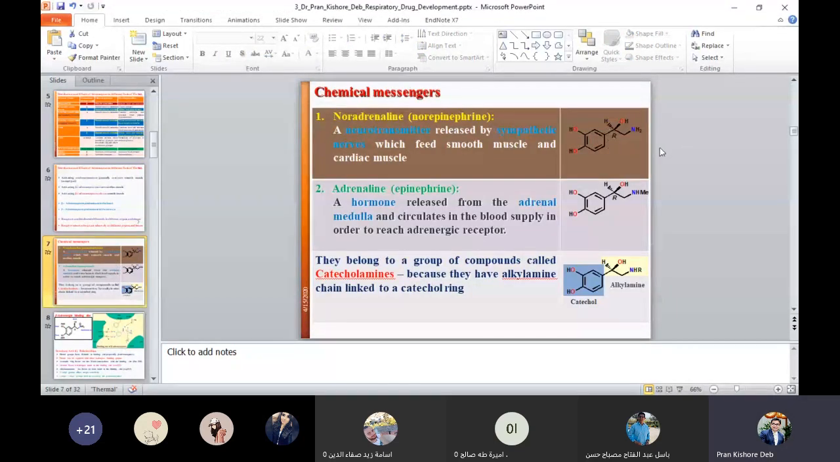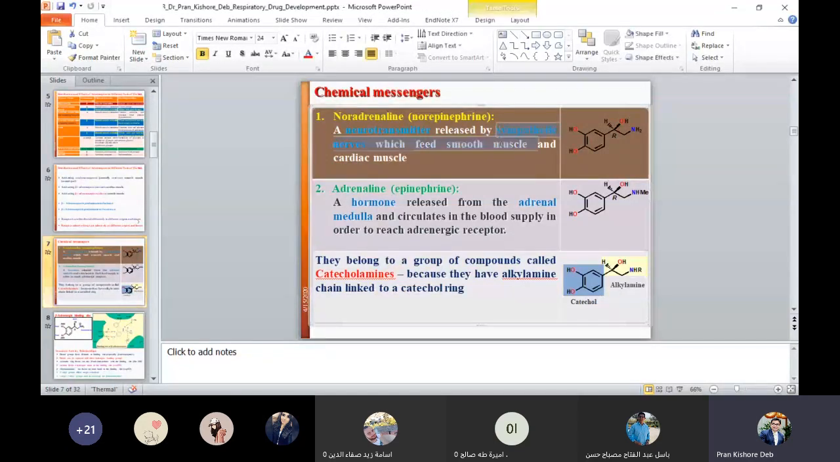Now going to the next slide. There are two different chemical messengers that act on these receptors. First one is noradrenaline, also known as norepinephrine. It's a neurotransmitter released by sympathetic nerves, which feed smooth muscle and cardiac muscle as well. Look at the structure on the right hand side. Then adrenaline, which is a hormone released from the adrenal medulla and circulates in the blood supply in order to reach the adrenergic receptor. If you look at both structures, epinephrine and norepinephrine, or adrenaline, noradrenaline, they have something in common.